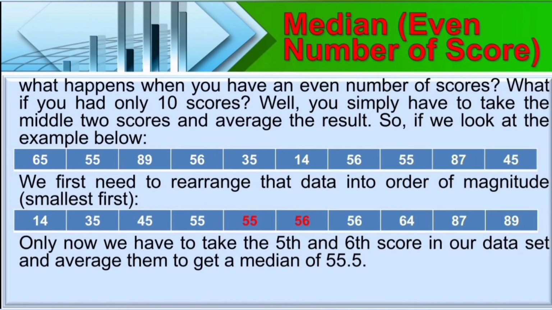Median for even number of scores. What happens when you have an even number of scores? What if you had only 10 scores? Well, you simply have to take the middle 2 scores and average the result. So if we look at the example below, we first need to rearrange the data into order of magnitude, that is, smallest first. Only now we have to take the 5th and 6th score in our data set and average them to get a median of 55.5.